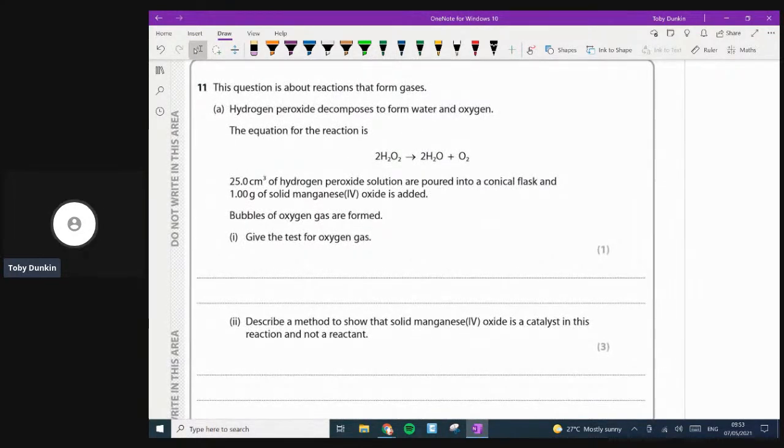Okay. This question is about reactions that form gases. Edexcel love hydrogen peroxide. It's catalyzed by all kinds of stuff. Hydrogen peroxide decomposes to form water and oxygen. Balanced equation is here. Give the test for oxygen. It will relight a glowing splint.